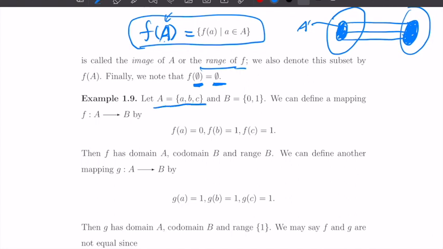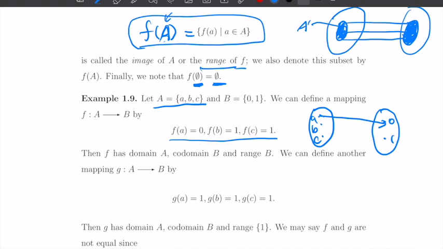Let A be the set of 3 elements. So A, B, C. And let B be the set of 2 elements, 0 and 1. And we can define a mapping by this. So this is the definition. So A goes to 0, and B goes to 1, and C goes to 1. So this defines a mapping.